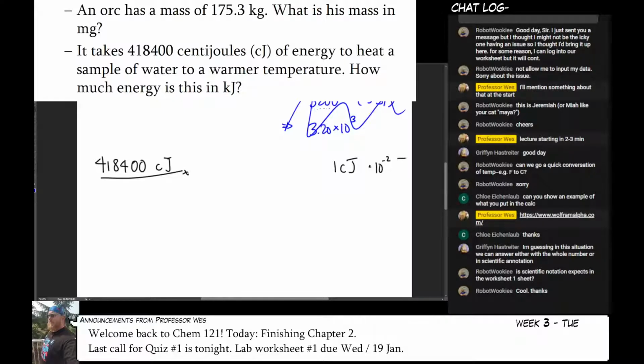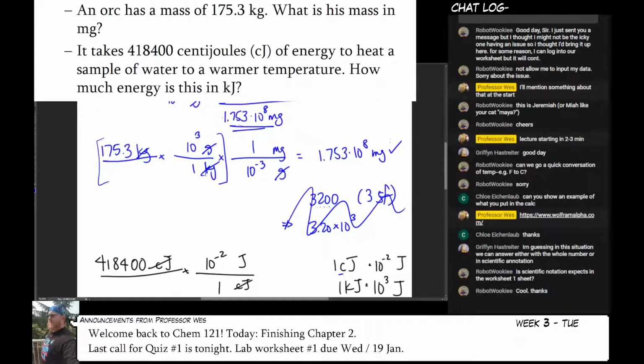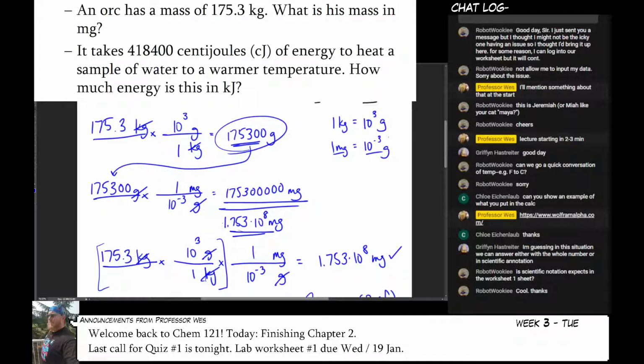So all I need to do is just do this. It does not matter what unit you're using. These prefixes will function regardless, because that's the beauty of the metric system. So I could just cancel these out and then fill in the numbers. 1 centijoule, 10 to the minus 2. We also know that 1 kilo whatever, in this case joule, is 10 to the 3 whatever. Up here we did that with grams. So there's kilograms to grams.